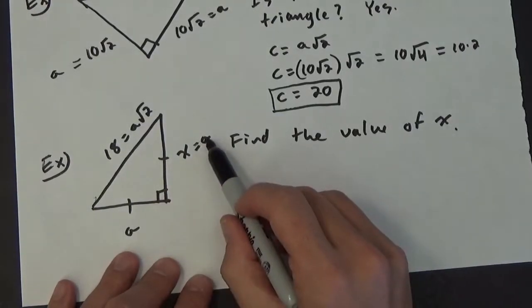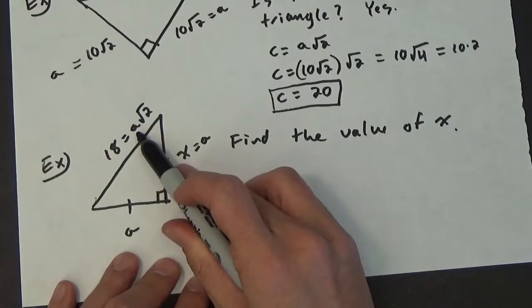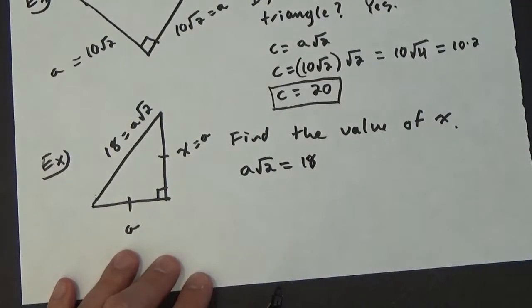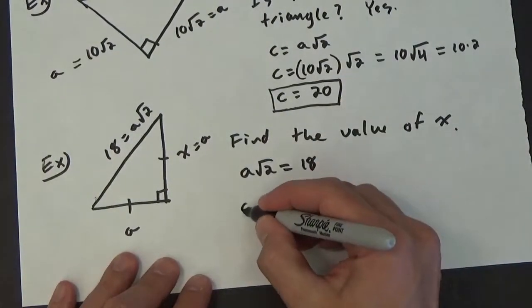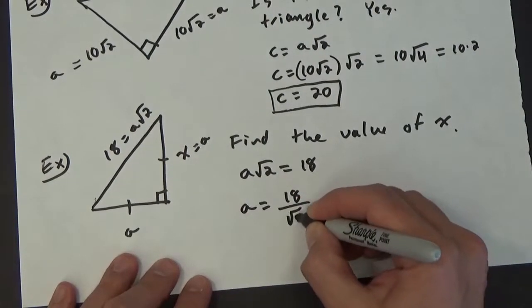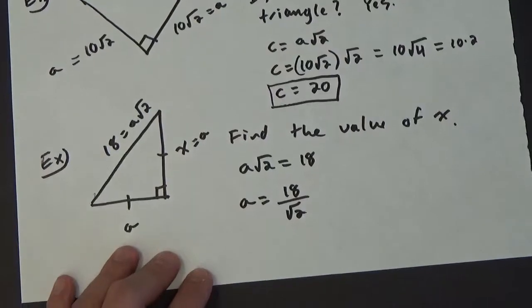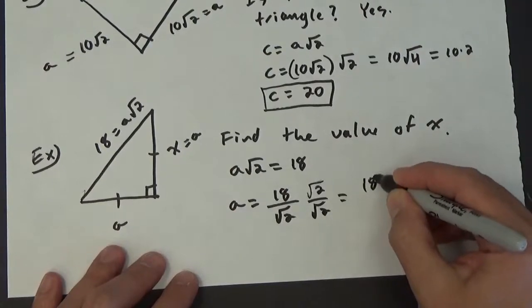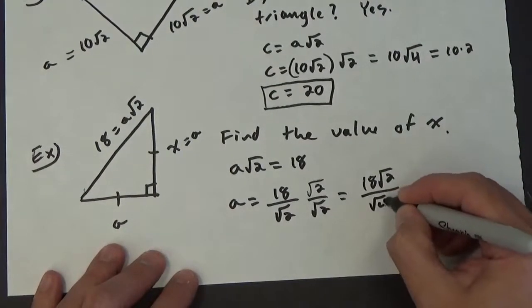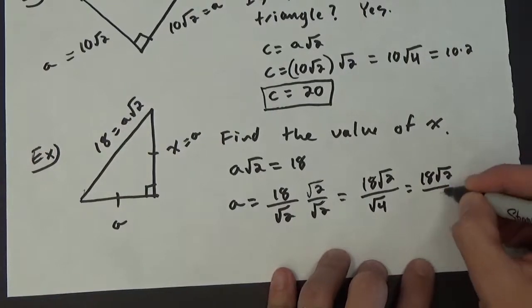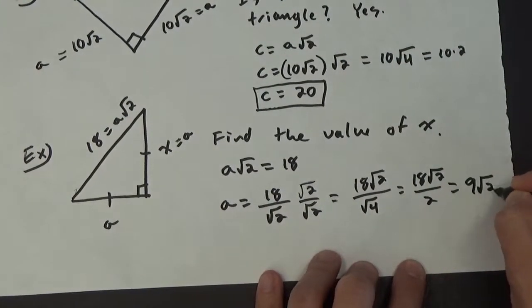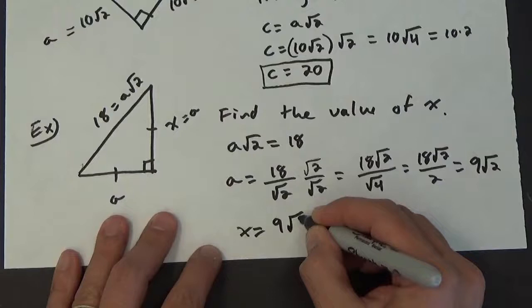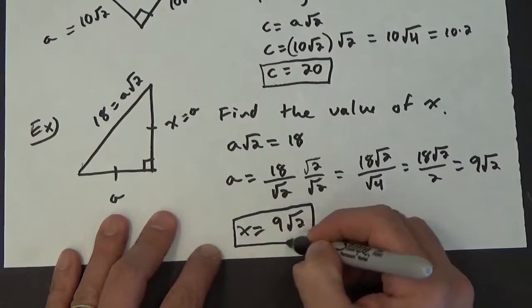Now if x is normally a, then what we need to do is find the value of a. So we know a times the square root of 2 equals 18. If we divide each side by the square root of 2, we would get 18 over the square root of 2. Now in this case, we do need to rationalize the denominator. So we multiply by the square root of 2 over the square root of 2, which is 18 times the square root of 2 over the square root of 4, which is 18 times the square root of 2 over 2, which is 9 times the square root of 2. So then that means x is 9 times the square root of 2. And there we go.